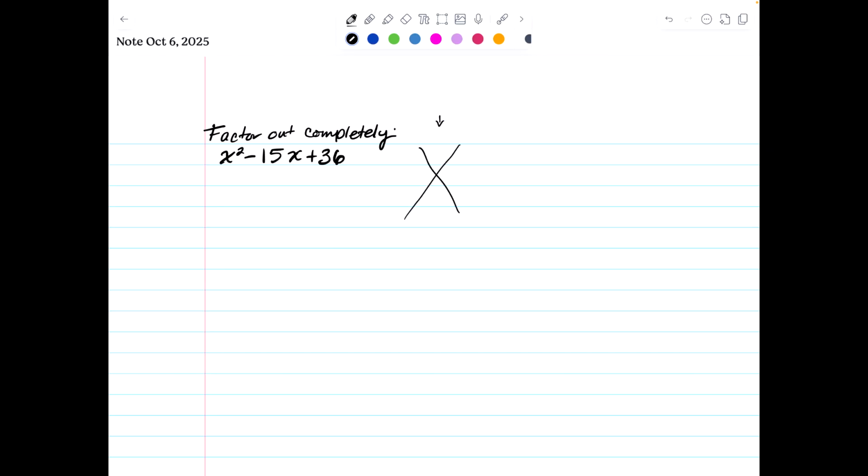Remember that up here we're going to have the value that's taking place of c. Down here we're going to have the value that's taking place of b on the general format of a trinomial, which looks like this: ax squared plus bx plus c. So when I look at x squared minus 15x plus 36, the value taking place of c and the value taking place of b are the values we're going to be working with. So I will place negative 15 down here, and then we'll place 36 on the top.